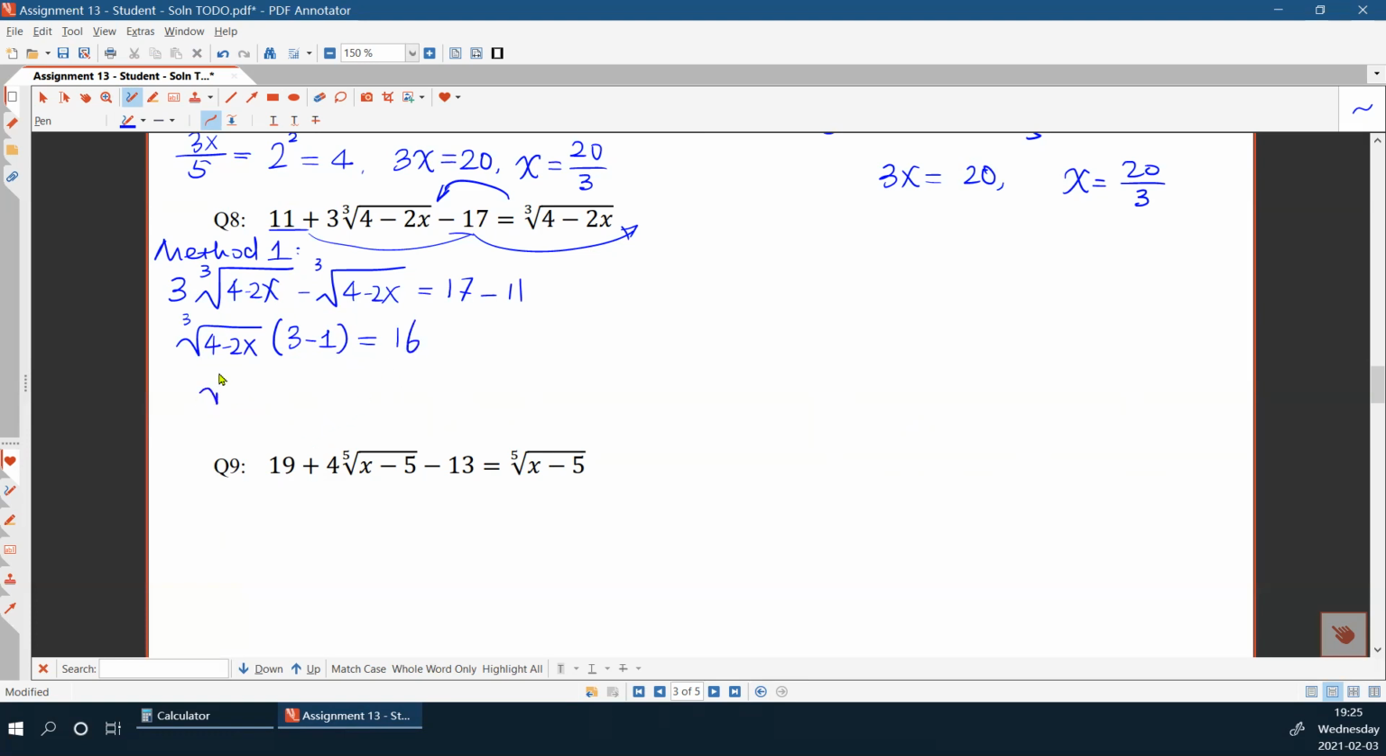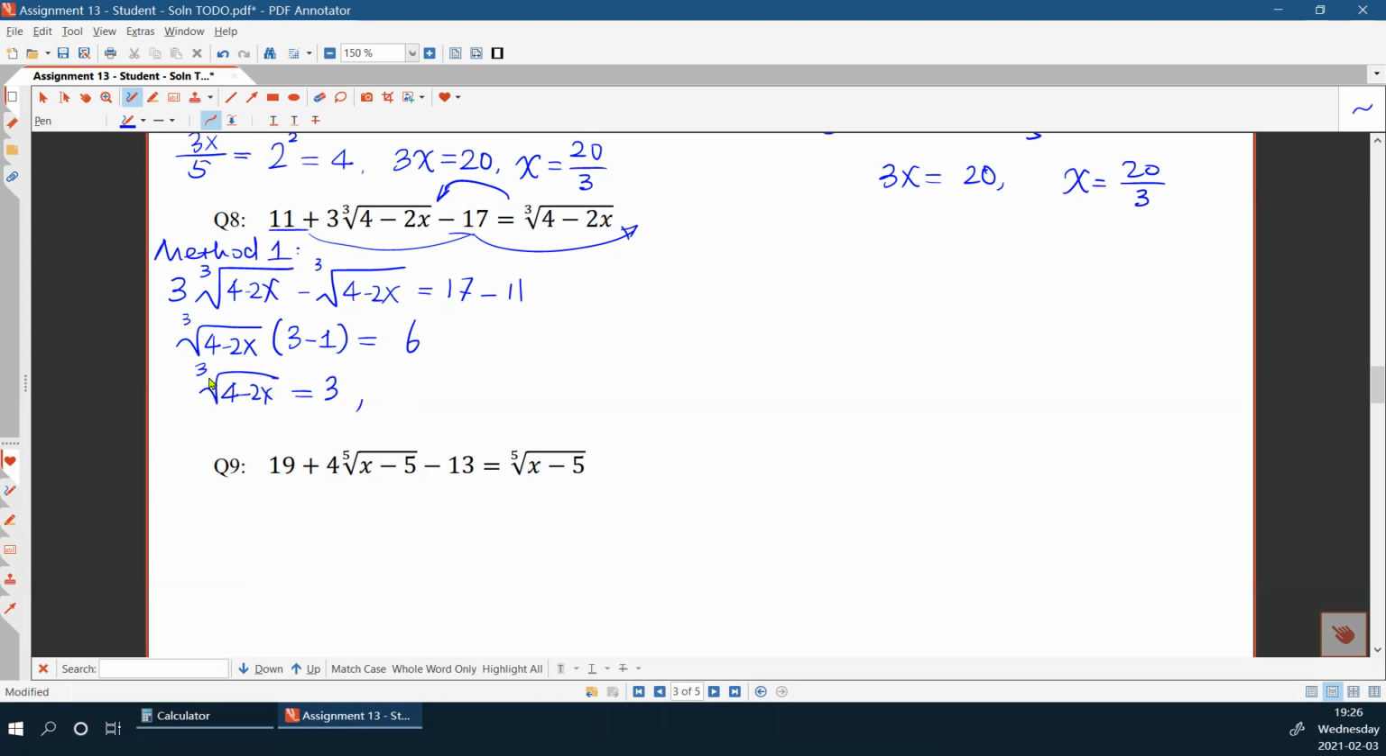So that means cube root of 4 minus 2x is actually 8. Sorry, it's not 16, it's a 6. 17 minus 11 is 6. So 6 divided by 2 is 3, right?